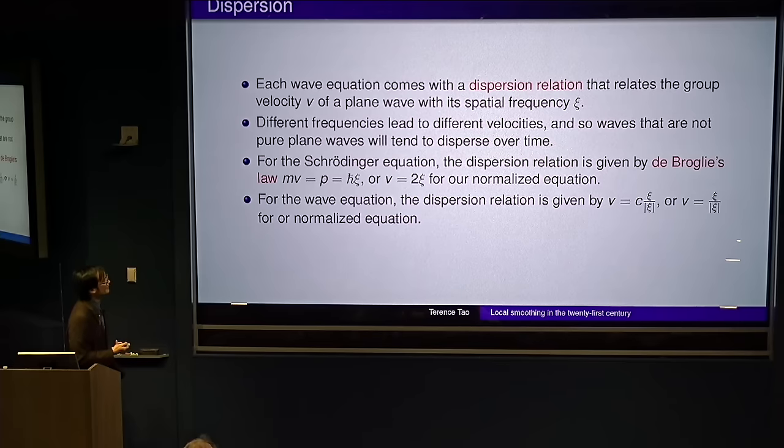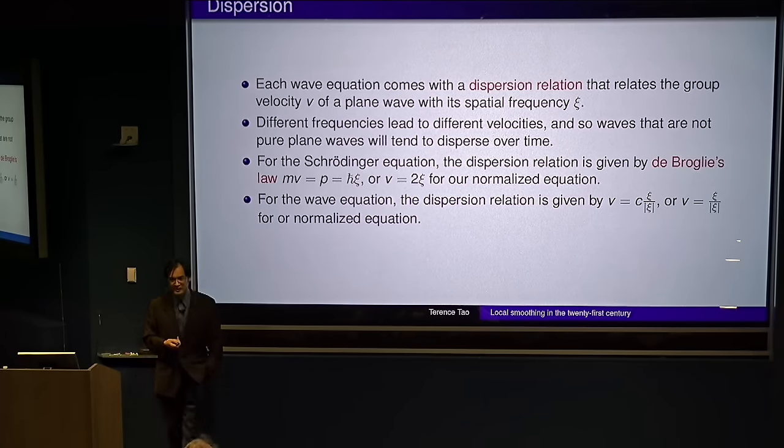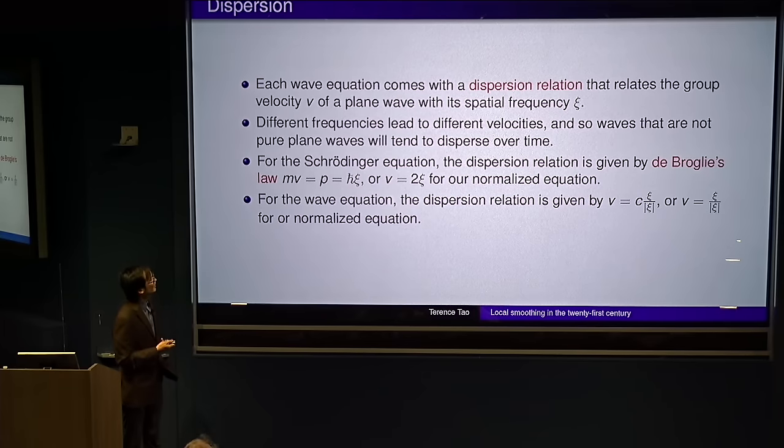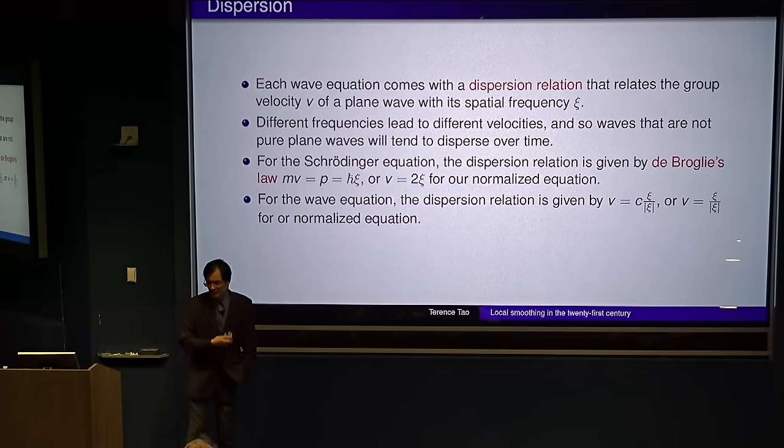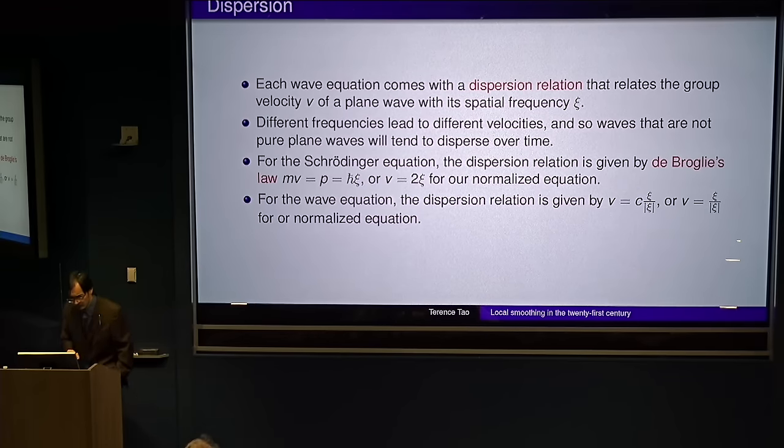But as I said, different equations have different dispersive laws. For quantum mechanics, Schrodinger's equation, the dispersive law is given by de Broglie's law, which is the lesser-known cousin of Planck's law, which somehow is much more famous. Planck's law is saying that energy is quantized by time frequency. De Broglie's law is the same law, actually. It's saying the momentum is quantized by spatial frequency. By relativity, they're the same law, but for some reason, Planck's law gets all the press. So the momentum is, on the one hand, the velocity times a constant, the mass, but it's also the frequency times a constant, Planck's constant. The way we've normalized, it's simpler: the velocity is just twice the frequency. So clearly different frequencies give different velocities.